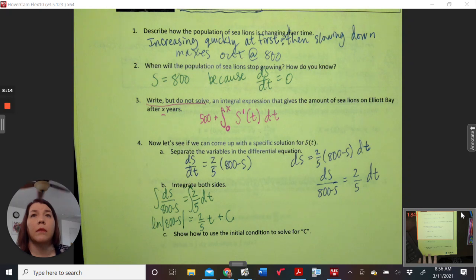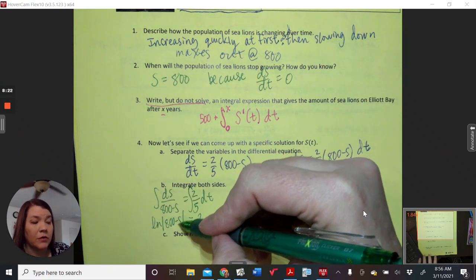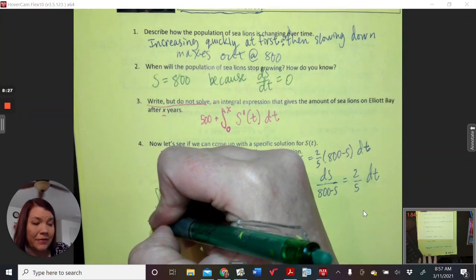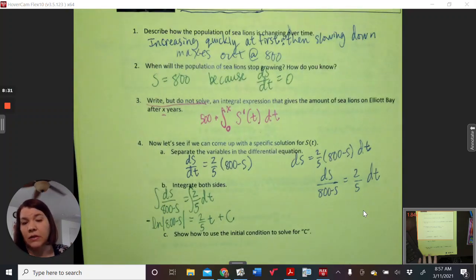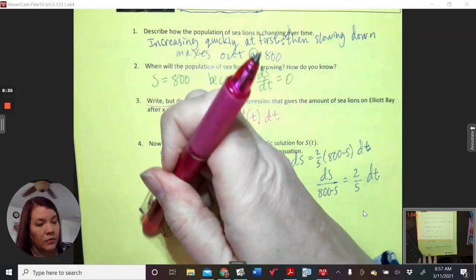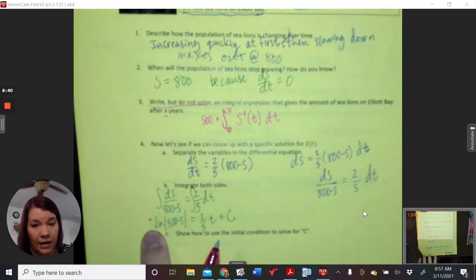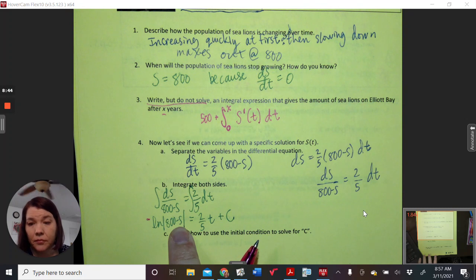Hang on one sec. I've integrated this wrong. I need to take the derivative of the inside. The derivative of negative s is negative 1, and so I need to divide by that derivative, which is why it's negative. I was looking at the answer going, okay, I forgot something, but why is it negative? It's negative because the derivative of the inside is negative 1, and I need to divide by that derivative.